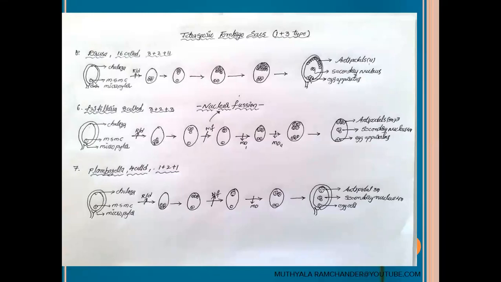Initially, in the Drusa ovule, from the nucellus, a single cell acts as a megaspore mother cell. It participates in the reduction division to form 4 haploid megaspores. From these 4 haploid megaspores, 3 are present at the chalazal region and 1 is present at the micropylar region. So this arrangement is called 1+3 arrangement. 1 megaspore is present at the micropylar region and 3 megaspores are present at the chalazal region.